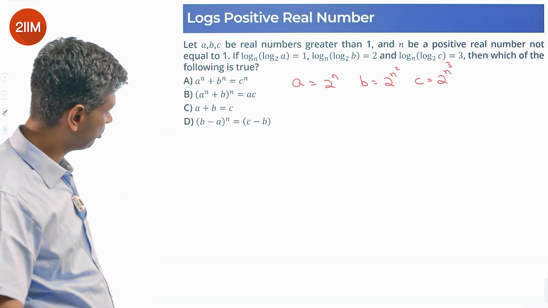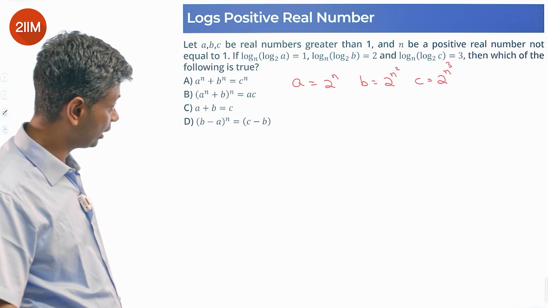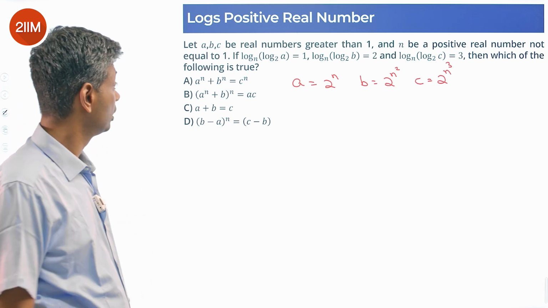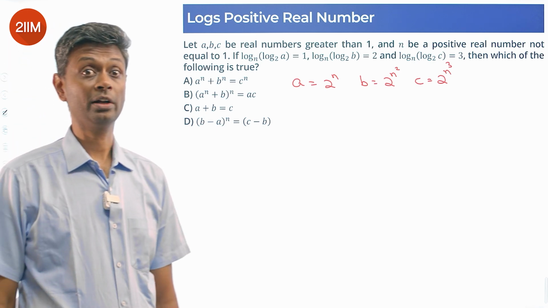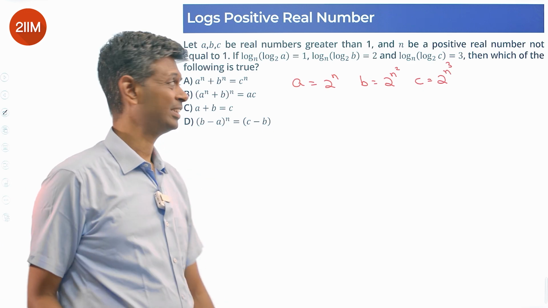A power n plus b power n equal to c power n, not a chance. A power n is 2 power n whole power n, 2 power n square. B power n is 2 power n square whole power n, 2 power n cube. 2 power n power 4 doesn't work.